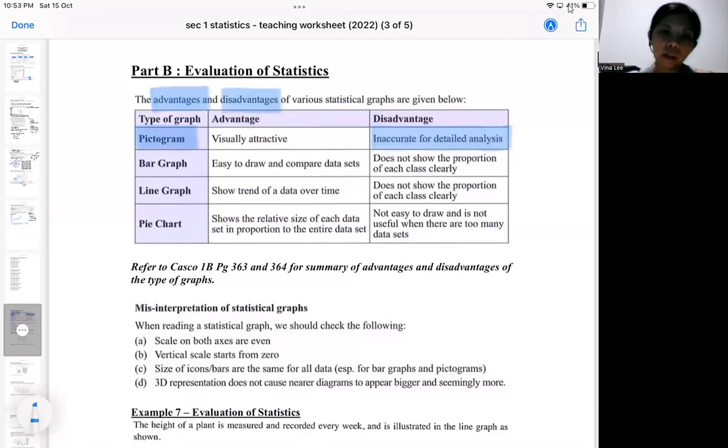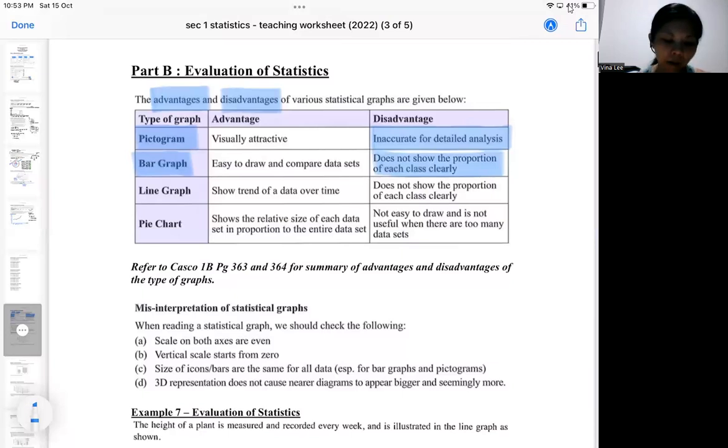For the bar chart, it's very easy to draw, and it's easy to compare because we are looking at the height of the bar. But the disadvantage is that it doesn't show the proportion. For example, it doesn't show that the first bar is a certain percentage of the total. We just know how much each part is. So it doesn't show the proportion.